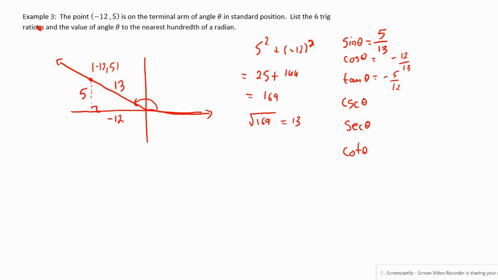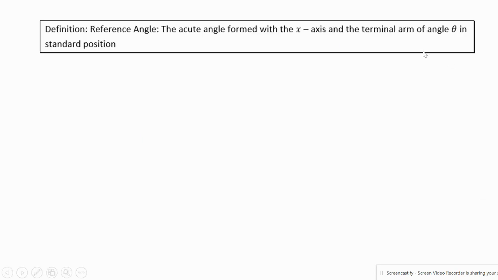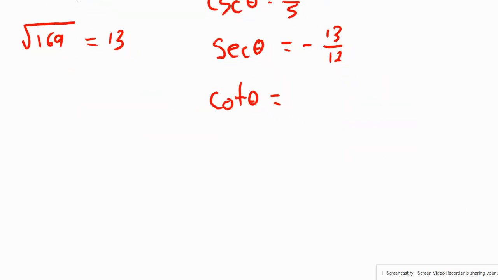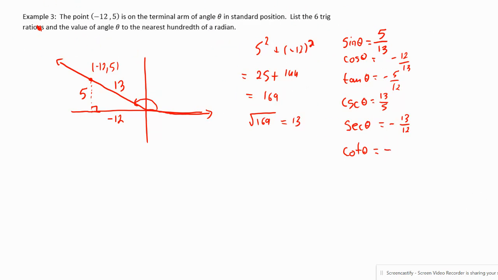Okay. Now once I have these ones, the 3 reciprocal ones are really simple. We're just going to flip the previous 3 above it. So cosecant is a reciprocal of sine, 13 over 5. Secant is a reciprocal of cos, negative 13 over 12. Cotangent is a reciprocal of tan, so it's going to be negative 12 over 5.